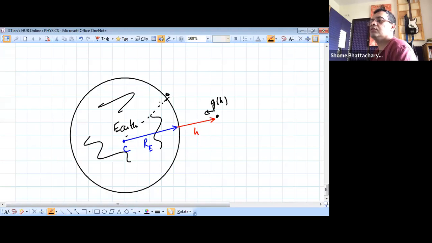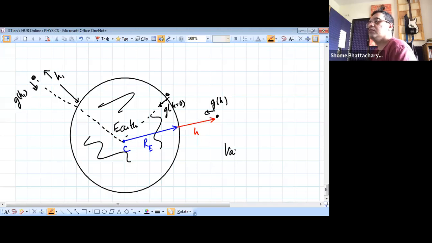On the surface of the Earth, so at different heights, we'll experience different kinds of values. So suppose this is a height h1. So at this height, an object which is dropped will experience a different acceleration due to gravity. Like this. So this variation of the value of g with the height above the surface, this is given to us in the question.